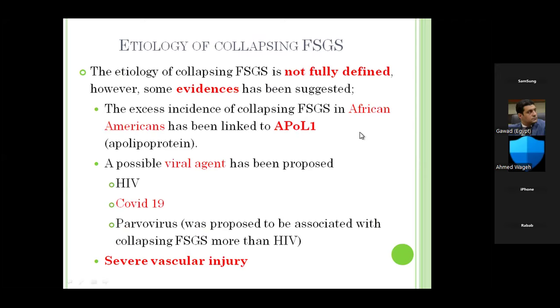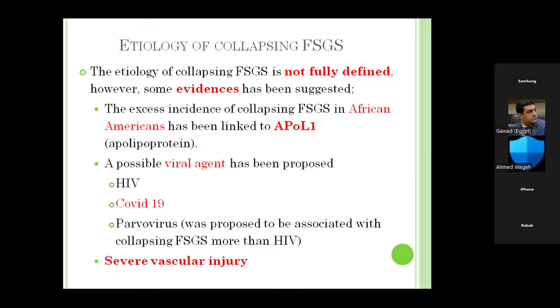The etiology of collapsing FSGS is not fully defined till now. Some evidence suggests that the excess incidence of collapsing FSGS in African Americans is linked to the APOL1, apolipoprotein L1, gene. It could be a viral agent, as we have seen in COVID-19 and HIV nephropathies. It could be parvovirus, which is proposed to be associated with it more than HIV, and severe vascular injury.